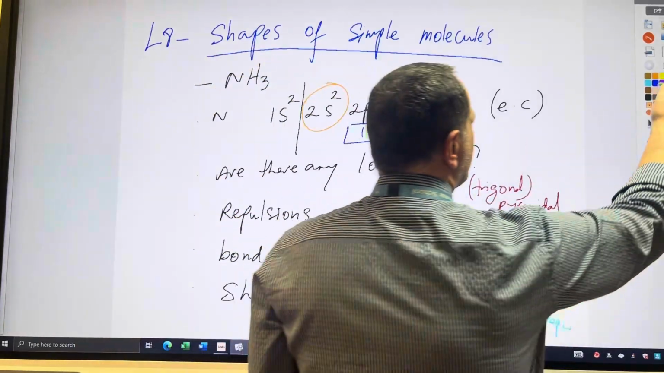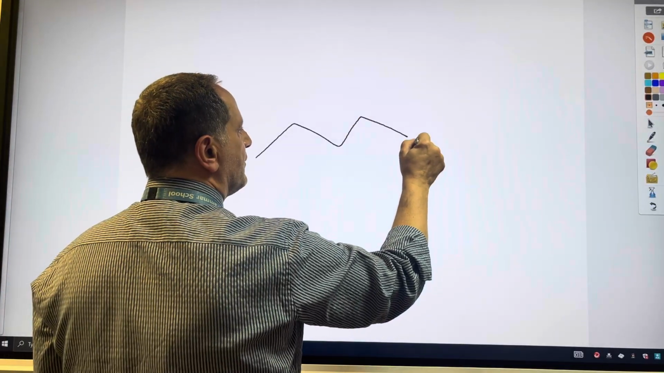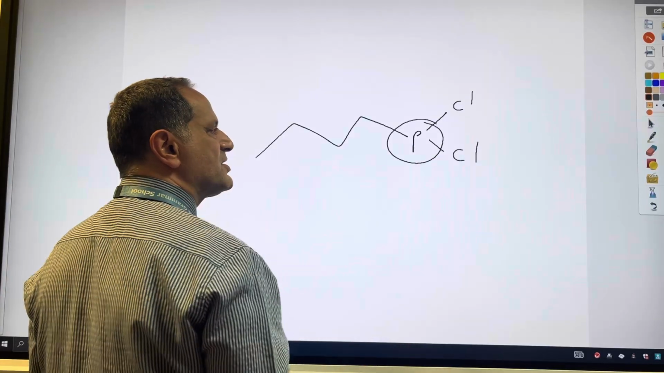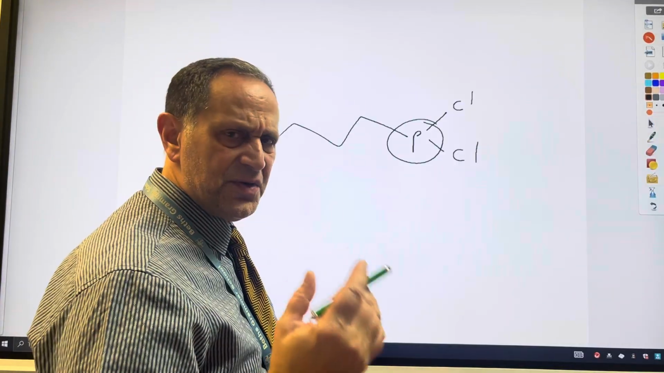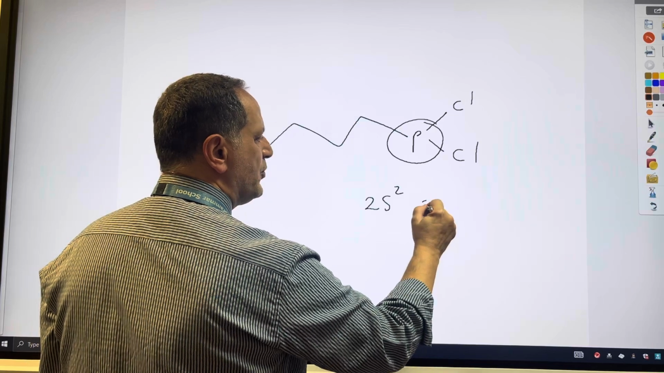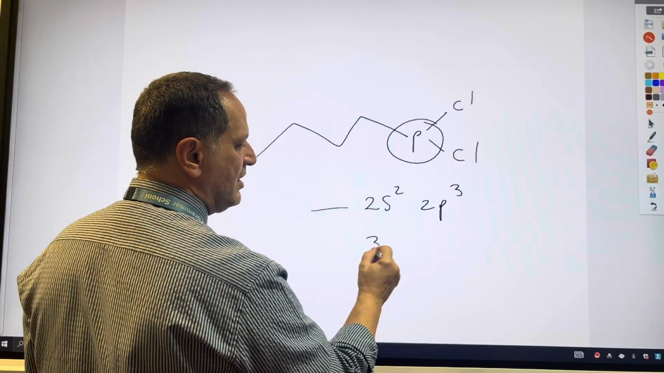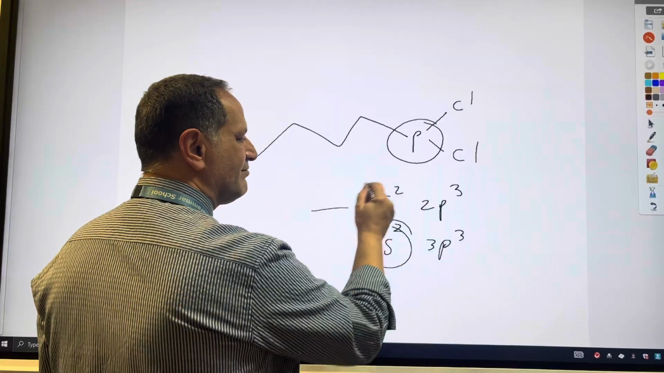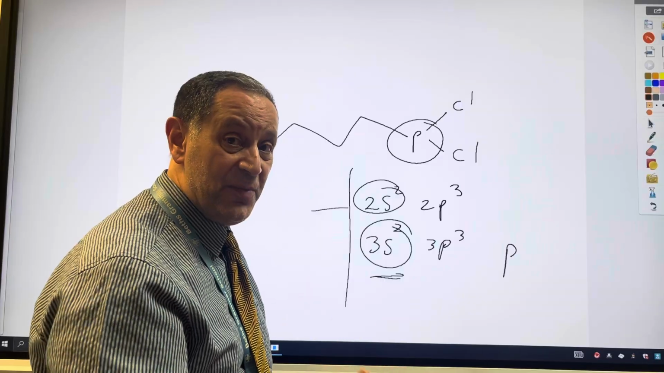Now, it becomes interesting that, for example, if you have a molecule, let's say you've got phosphorus there and it's attached to chlorine. And somebody says, so what is the shape in that region? What is the bond angle in that region? And you're thinking, phosphorus? Well, if nitrogen is 2s2 2p3, yeah, then phosphorus is in the next period, so it would be 3s2 3p3. You see? So even in phosphorus, you still have 1 lone pair. So the shape would be the same.